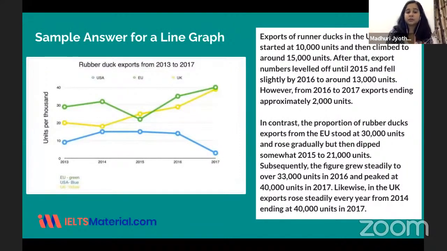a quite simple line graph that is given, where on the left side they've given units per 1,000. It's about rubber duck exports from a time period which is 2013 to 17 of different countries, right? EU is Europe, USA is United States of America, and UK is United Kingdom, right? So they've color coded it right here. I think you can see it on the screen. I'm not sure if it's clear, but they've color coded it.